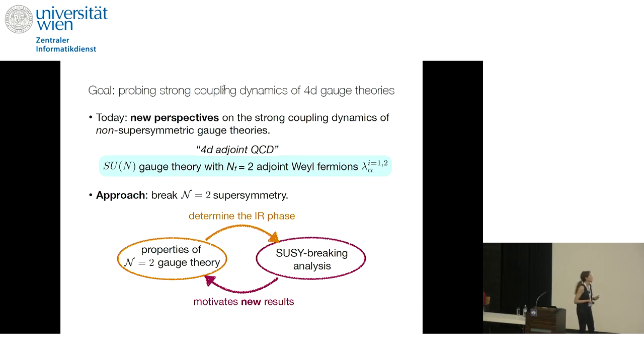So my approach is going to be to softly break N equals 2 supersymmetry. And one of the key highlights is that the many detailed properties of the N equals 2 gauge theory are going to play a crucial role in this story and are going to conspire in interesting ways to determine the predicted IR phase of this non-supersymmetric gauge theory. Furthermore, this analysis is going to both depend on and motivate new results in N equals 2 gauge theory, so there's this nice positive feedback loop between these 2 subjects that I'd like to highlight throughout this talk.